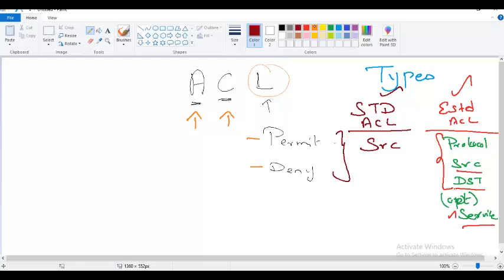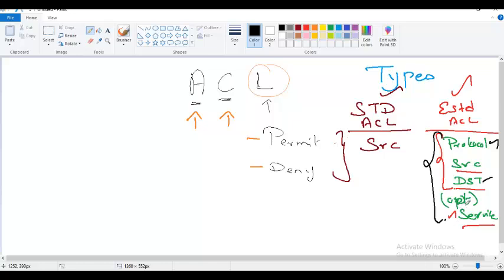So it's all depending on what you want, whether to go for standard or extended. What do you want? Do you want to only match the source? Then worry not, just go with standard access list. But if you want anything more than that, you may be willing to match the protocol and the destination, let's say. Then you have to go with this extended access list.